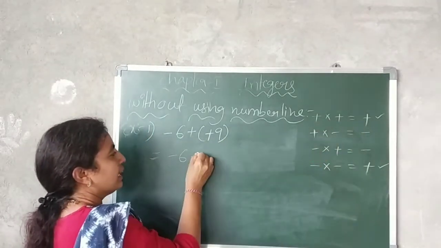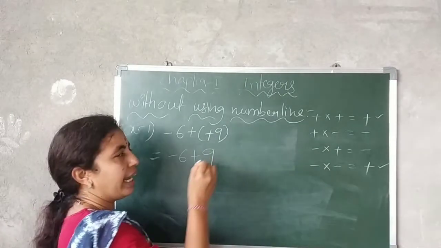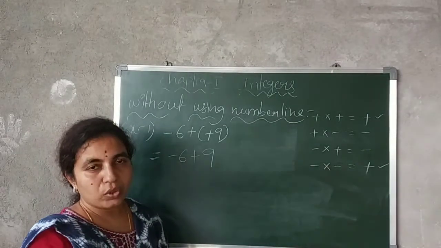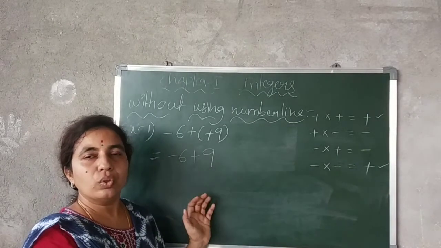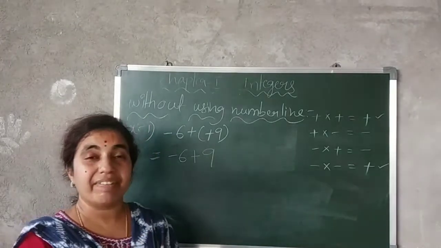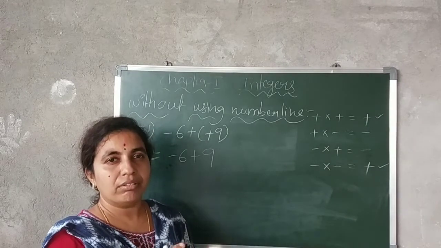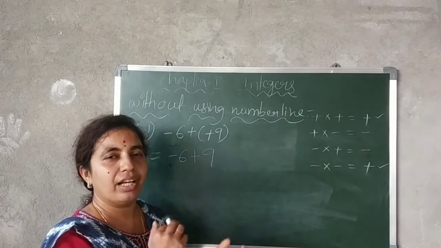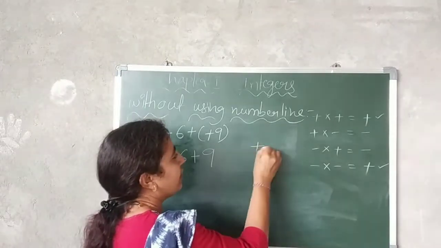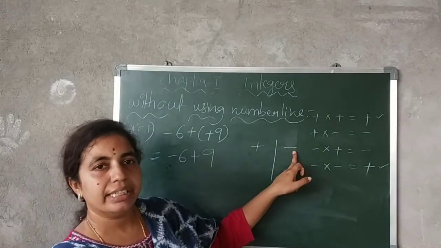So what will you get? Again plus. The number here is 9. So what do you get here? Minus 6 plus 9. Whenever you have two integers and you are not using the number line, what do you have to do? In 6th class I explained this using apples and mangoes. Now in 7th class I'll explain a different method, in the same way but using plus and minus. Just simply write here a plus sign and then write here minus.